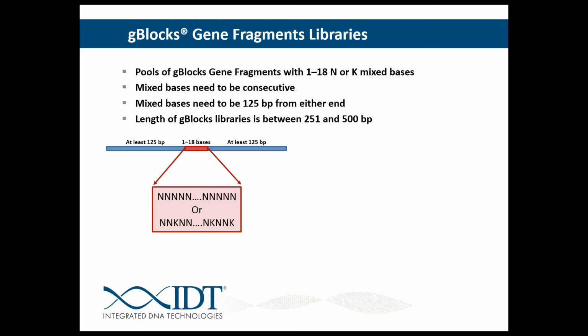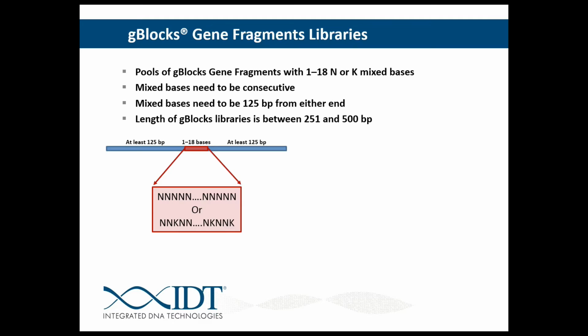We allow anywhere from 1 to 18 N or K mixed bases, and that can be a mixture of N's and K's. And just for anyone that isn't familiar with mixed bases, N represents a mixture of all 4 bases, and K is a 50-50 mixture of the G base and the T base.